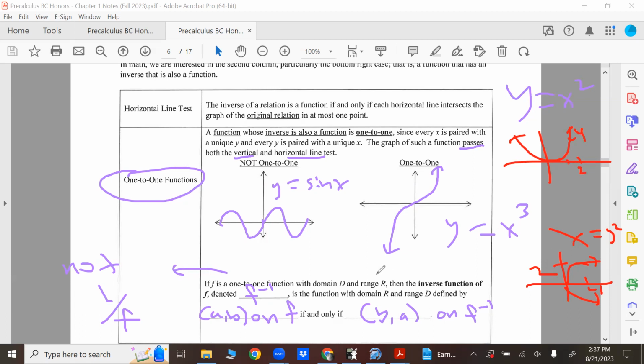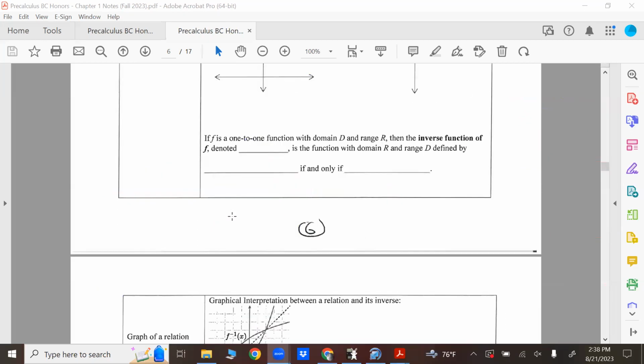And when we have if and only if, that means it goes both ways. You can reverse the order of that. Like if b comma a is on the inverse, then a comma b is on f as well. So you can change the hypothesis and the conclusion. All right. We're okay so far? I know it's a lot of information. Let's keep moving.